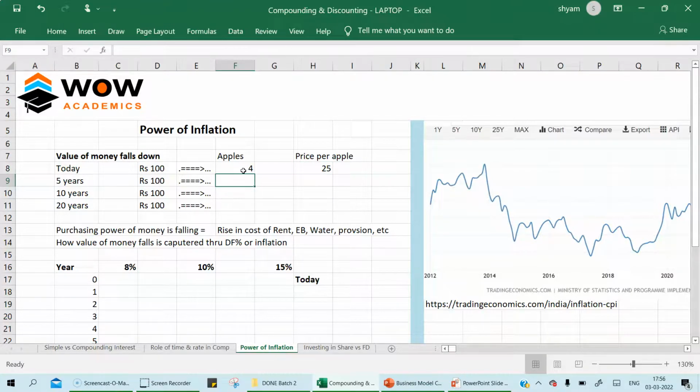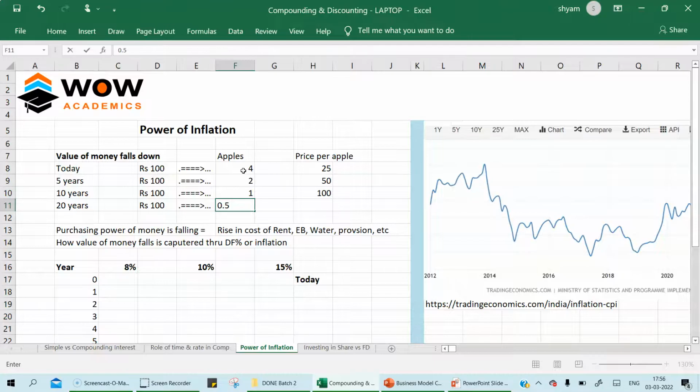In 5 years time, if you go to a shop and buy apples, he won't give you 4 apples, he might give you 2 apples. That means the price comes to 50. And in 10 years time, if you give 100 rupees and buy apples, you will get only 1 apple. So that means the price is somewhere around 100.